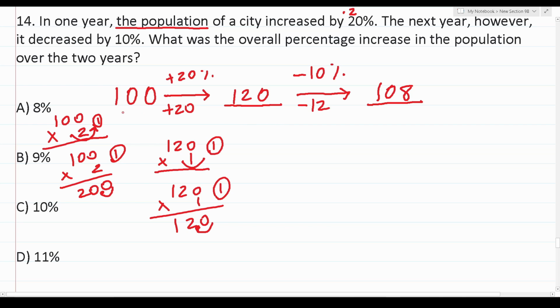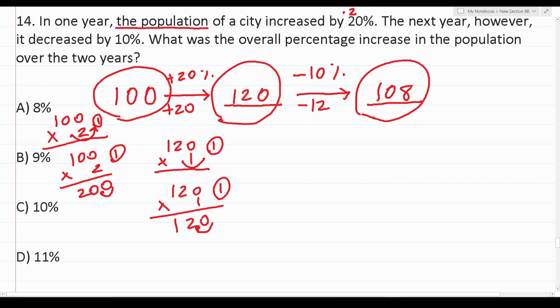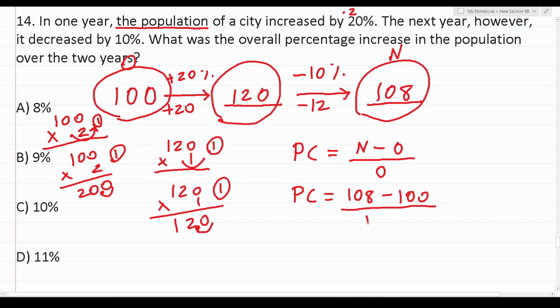So again, we started with a population of 100. We increased 20% or 20 people to get a new population of 120. After that, our population decreased by 10%, which is 12 people, to get a final population of 108. And the question is, what is the overall percent increase in the population of 2 years? So here we can actually use the percent change formula. Again, percent change says take your new value minus the old value and divide it by the old value. Well, our new value is right here. It's this 108. And what was our initial value? It was 100. So this becomes percent change equals 108 minus 100 over 100.